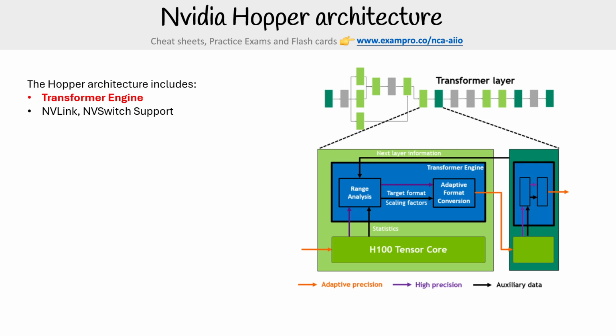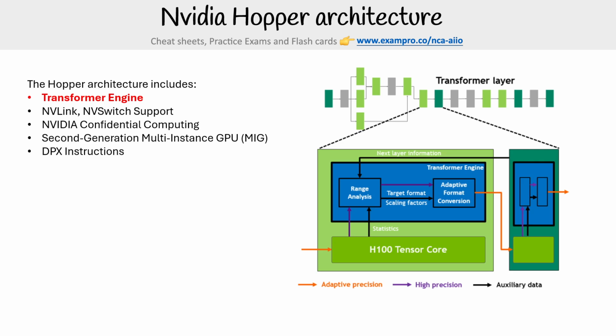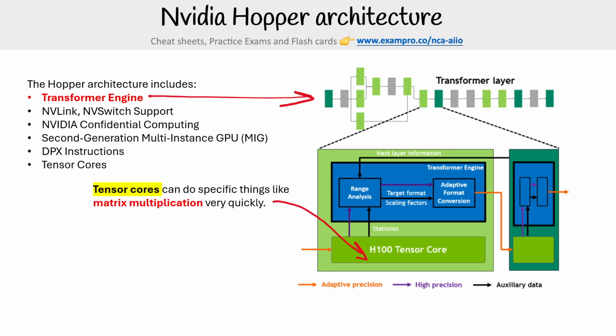The NVIDIA Hopper architecture supports NVLink and NVSwitch, as we saw it was listed under the H100. We have NVIDIA confidential computing. We have second generation multi-instance GPUs, or MIGs. We saw in the datasheet that you could split the H100s up into 7. We have DPX instructions, it's just the way to talk to it. And then obviously there are tensor cores included here. Tensor cores can do specific things like matrix multiplications very quickly, so it's a specialization of something they can do in there.